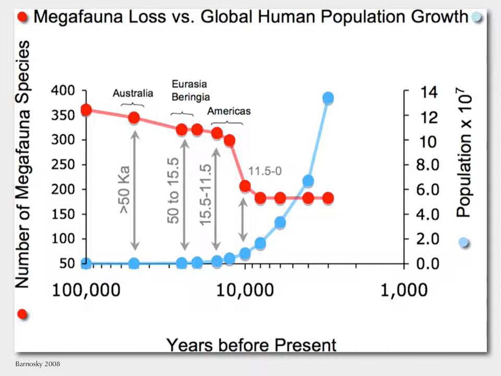Okay, here is definitely a correlational analysis, right? The number of megafaunal species, and then our population size. Okay, so suggestive, but again, this is just a correlation.